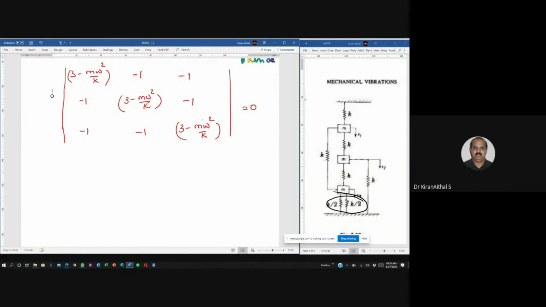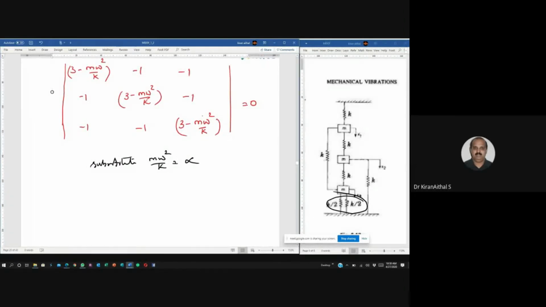Okay, 3 minus m omega square by k. Now if I want to solve this, get the determinant, it becomes heavy, almost m omega k and all the terms will come into picture. So I don't want to do that one. I have to simplify this a little bit. So what I'm going to do is substitute m omega square by k is equal to alpha. I'm going to substitute m omega square by k is equal to alpha.